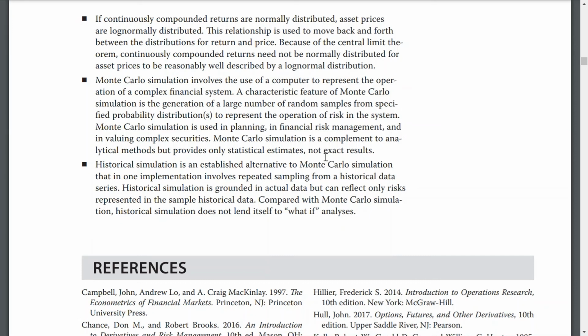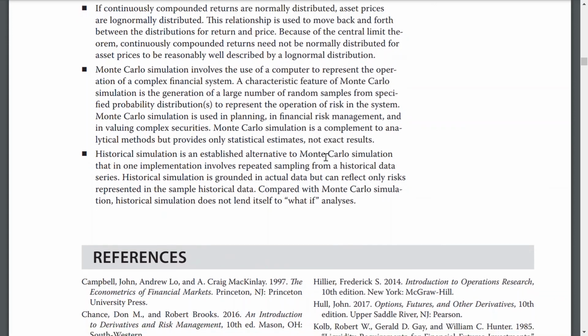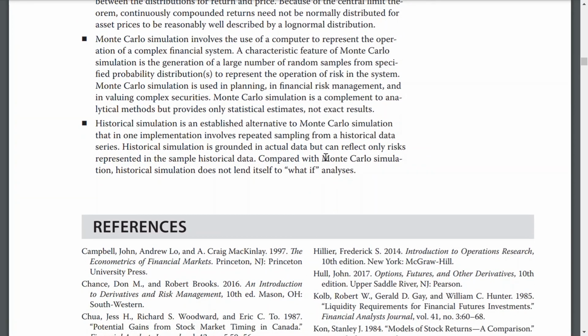Monte Carlo simulation involves the use of a computer to represent the operation of a complex financial system. A characteristic feature of Monte Carlo simulation is the generation of a large number of random samples from specified probability distributions to represent the operation of risk in the system. Monte Carlo simulation is used in planning, in financial risk management, and in valuing complex securities. It is a complement to analytical methods, providing only statistical estimates, not exact results.